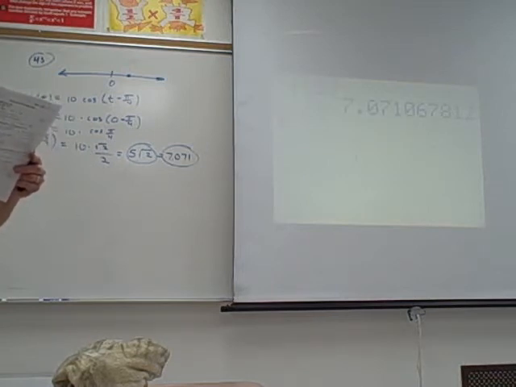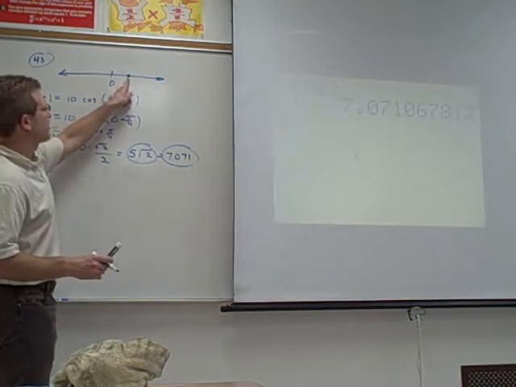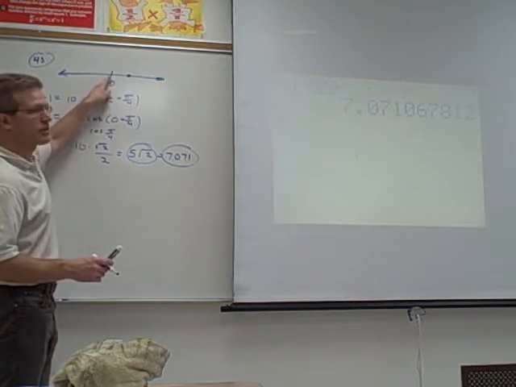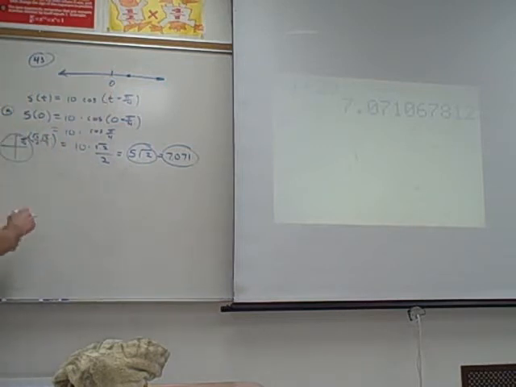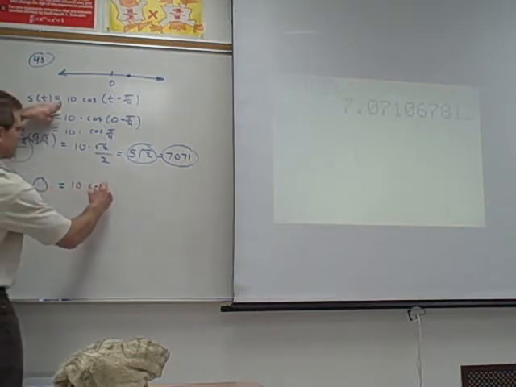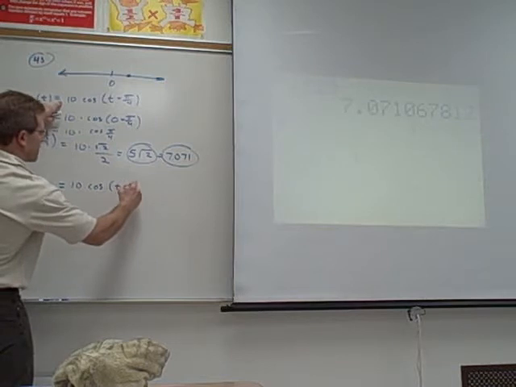Next question. When does the particle first reach the origin? So the particle's moving around over here on the right. When does it first reach the origin? When does it first cross? The origin is right there at 0, 0. When does it first get to that position? Well, that would be when the position is 0. So for that, I'm going to put 0 in for s. So I'm going to have 0 equals 10 cosine of t plus pi fourth.